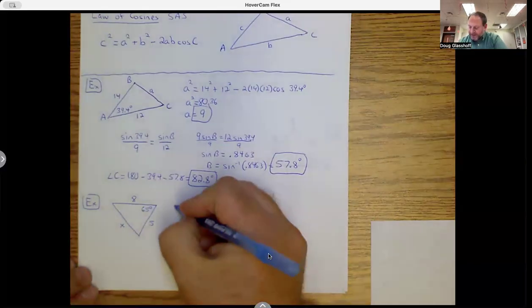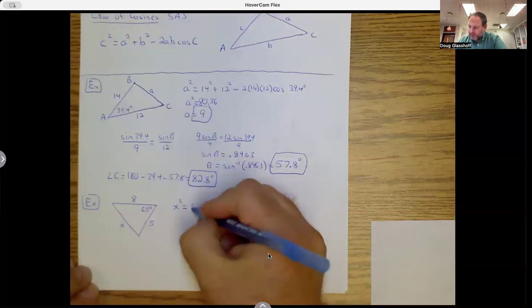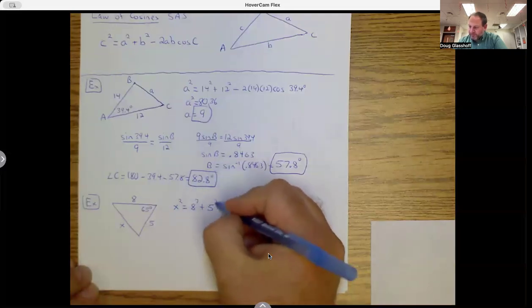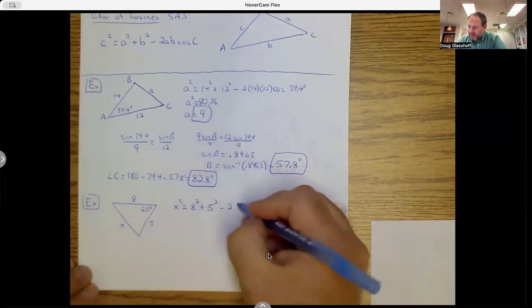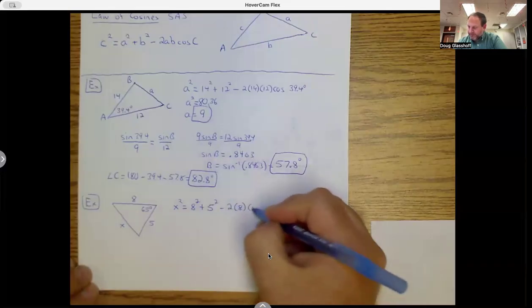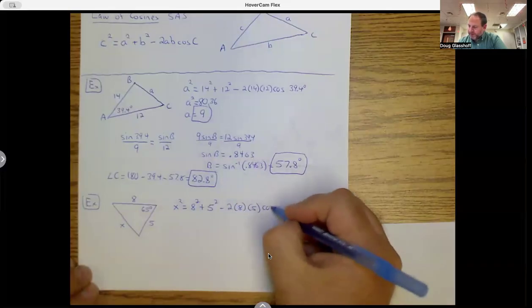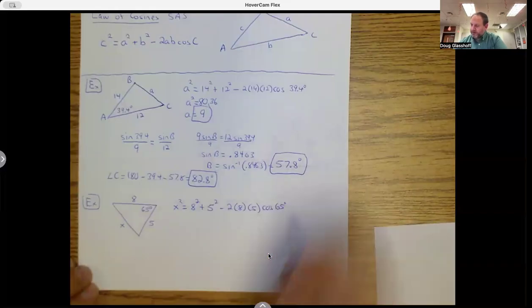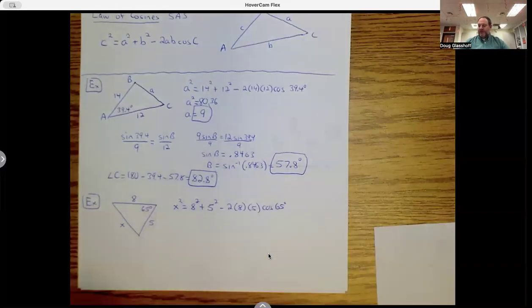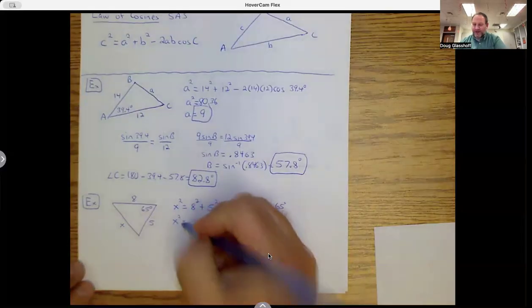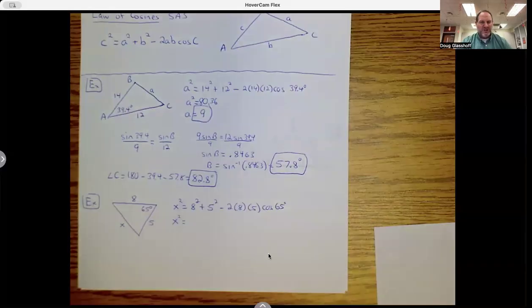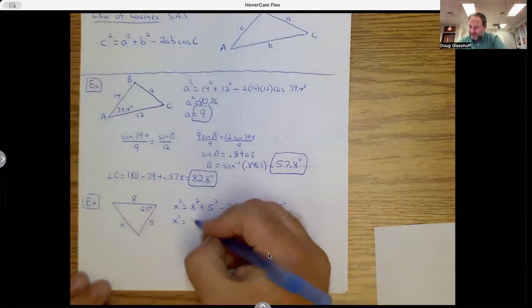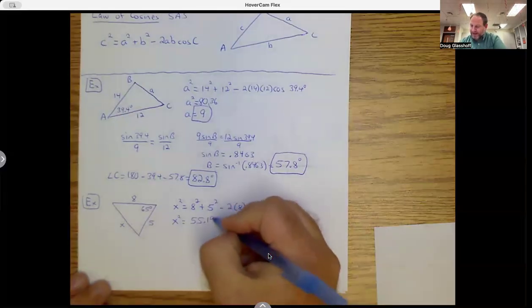So again, it's going to be x squared is equal to 8 squared plus 5 squared minus 2 times 8 times 5 times the cosine of 65. Again, everything on that right side is what you need. All you have to do is type that all in your calculator. Again, we talked about it yesterday. Make sure you're in the correct setting on your calculator. We have to be in degrees. Make sure you're in that. We will be switching back and forth. When I did that, I got 55.19.